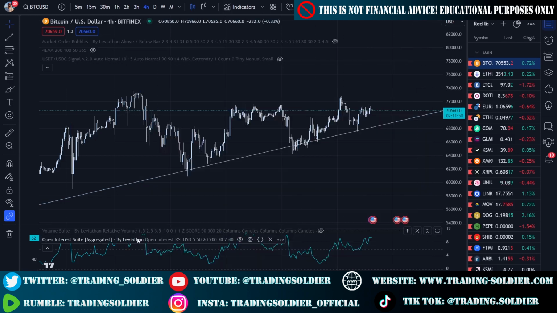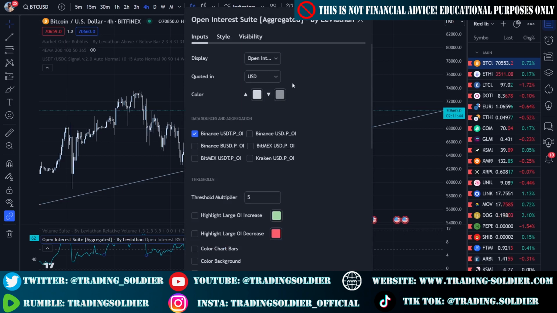So for example, here we have the indicator loaded. Now I'm using the RSI, but I'm going to show you the settings that I use for this indicator. Basically, I uncheck all these boxes and I leave only the Binance USDT perp open interest as the source of the data. You can use the others, but I prefer to use just Binance because it's the exchange with the most volume.